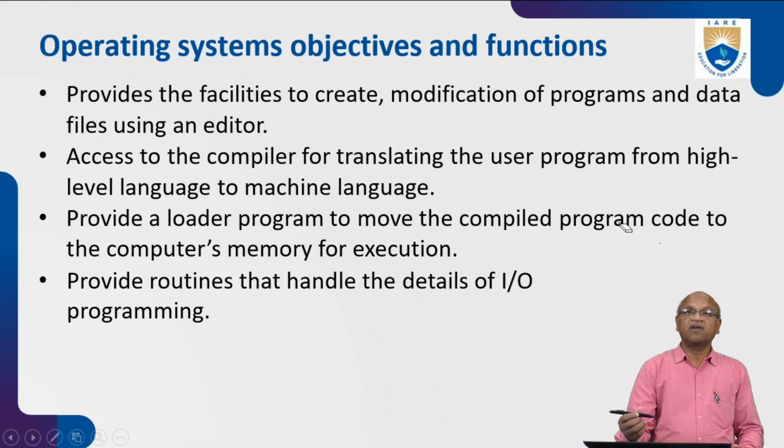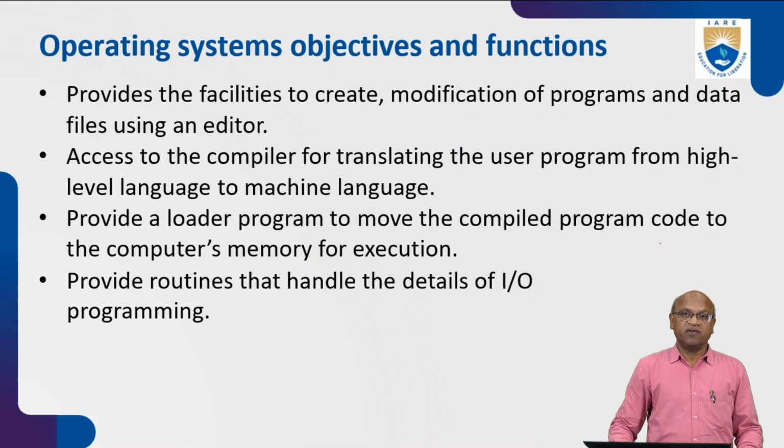Access to a compiler, translating a user program from a higher-level language. Once you write a Java program, line 1, line 2, line 3, like this, and compile it, the program will be converted into binary code, and this binary code will be saved in the hard disk. Ultimately, it will be saved in the hard disk. The OS also provides a loader program to move a compiled program or code to the computer's memory for execution.